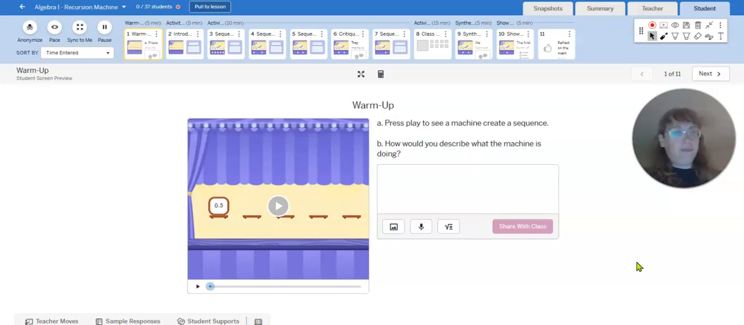So this particular activity is called Recursion Machine, and the warm-up asks us to press play to see the machine create a sequence. And part B says, how would you describe what the machine is doing? So let's take a look.